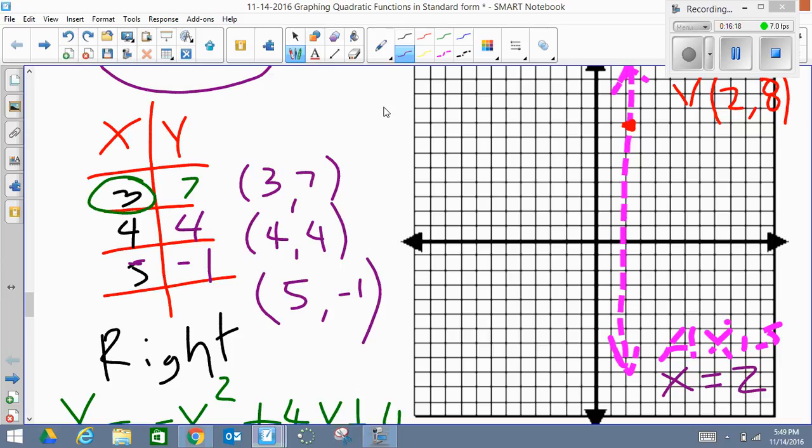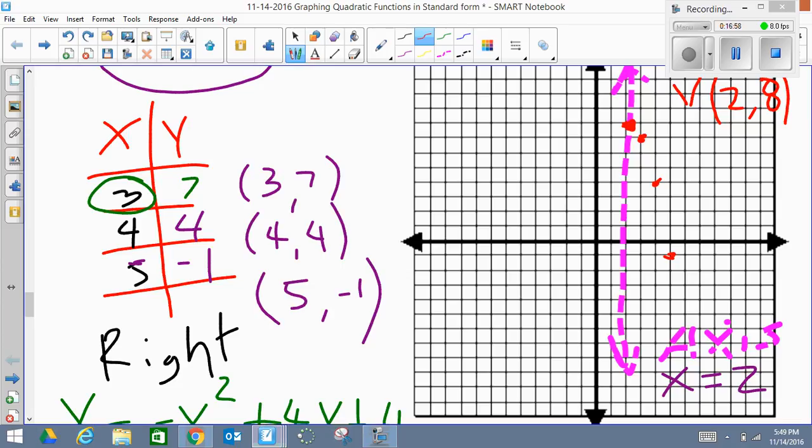So the first one is 3, 7. So let's do them with red. 1, 2, 3, 1, 2, 3, 4, 5, 6, 7. Right there. Okay. Next one is 4, 4. 4, 1, 2, 3, 4. There we go. And the next one is 5, negative 1. 1, 2, 3, 4, 5, negative 1. Okay, something like that. There we go. And it's going to be 5, negative 1, which is underneath. There we go. Those are my points.